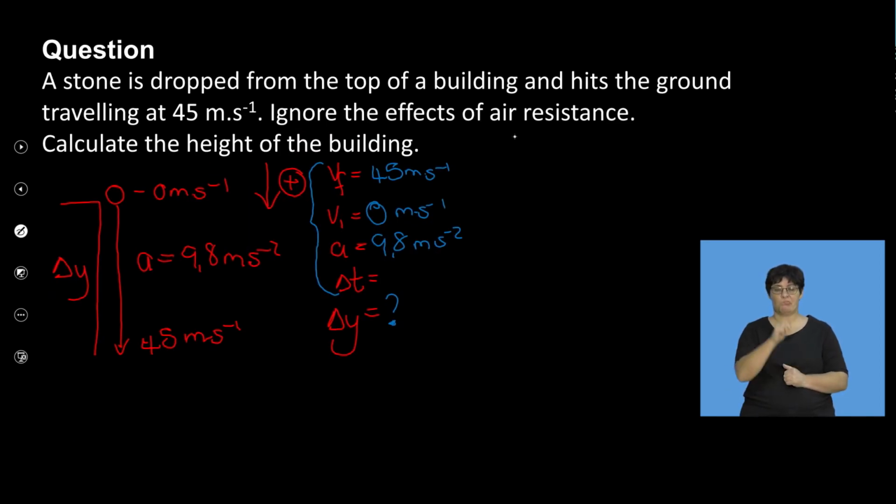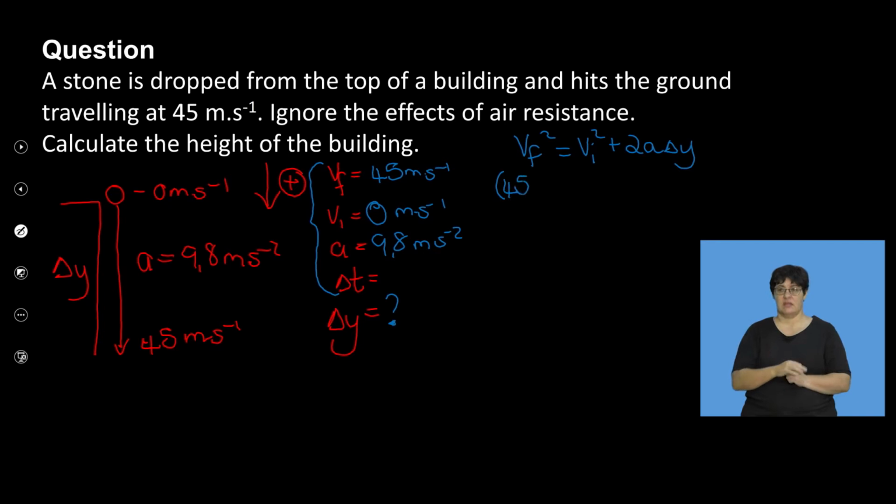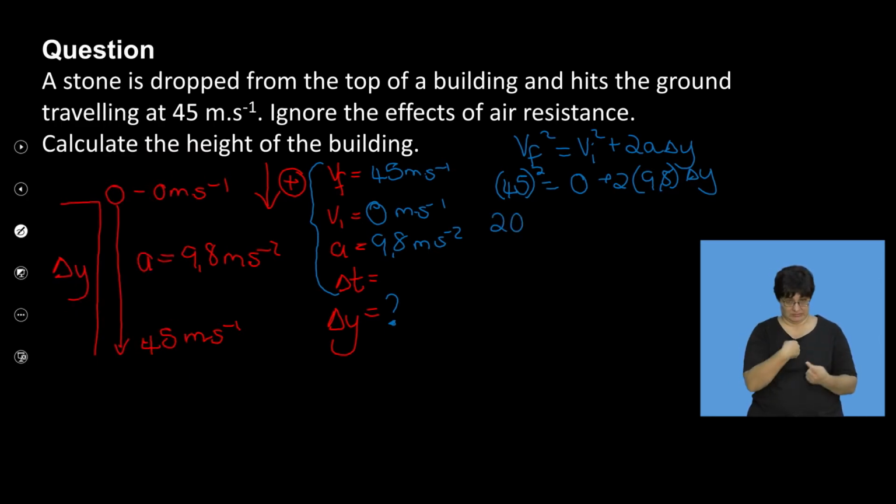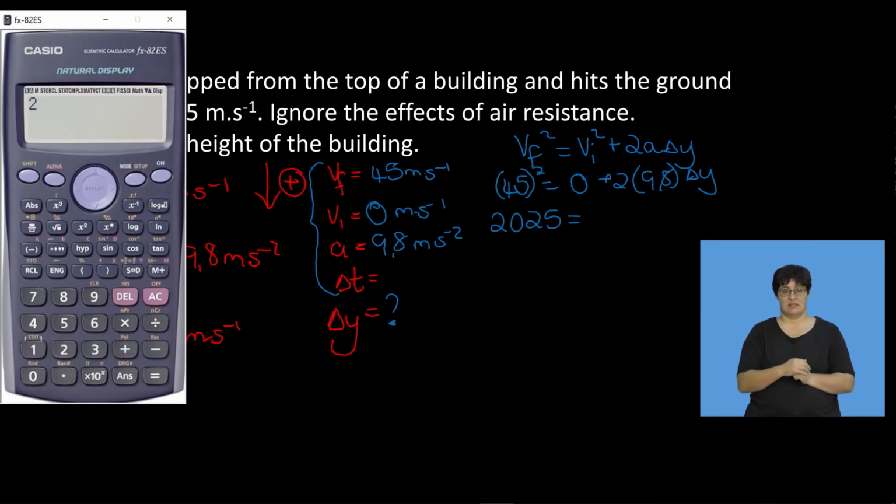I'm going to use Vf squared equals Vi squared plus 2A delta y. Vf is 45. Vi is 0. 2 times 9.8. So we have 45 squared, which is 2025. Definitely can't do that in my head. We're going to have 2 times 9.8, which is 19.6.